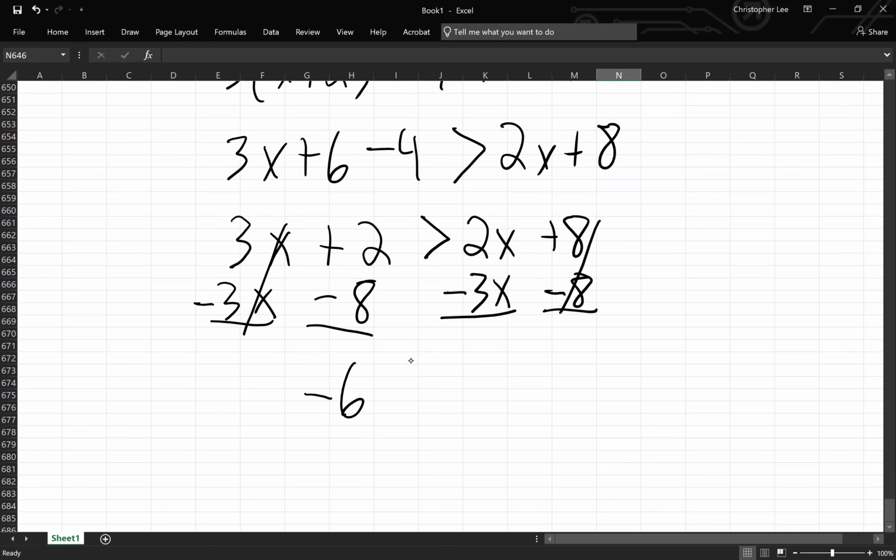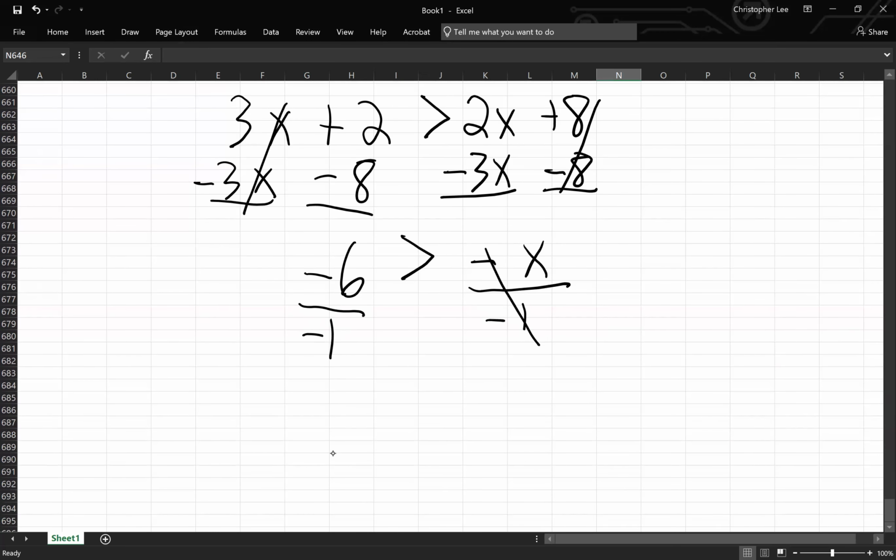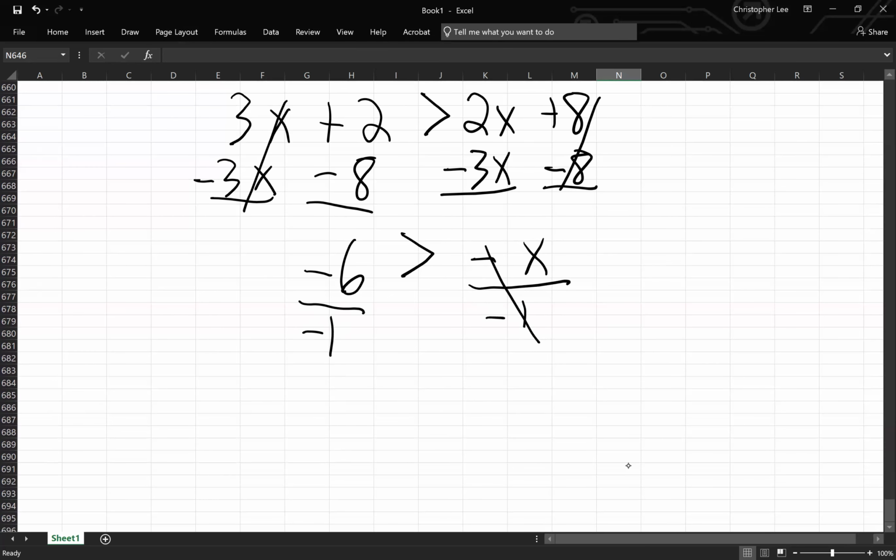-6, right? Greater than 2x minus 3x is -x, right? Now I got to get rid of that negative sign. So how do I get rid of the negative sign? I'm going to divide by -1. But what I do to one side of the inequality, I have to do to the other side of the inequality, divide by -1. Because I'm dividing by a negative, I have to flip that sign. So -6 divided by -1 is +6. Instead of the greater than, this becomes less than and an x. So 6 less than x.